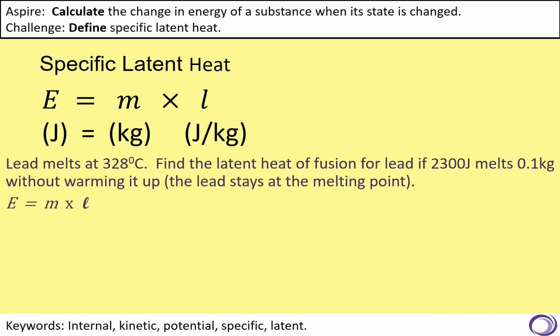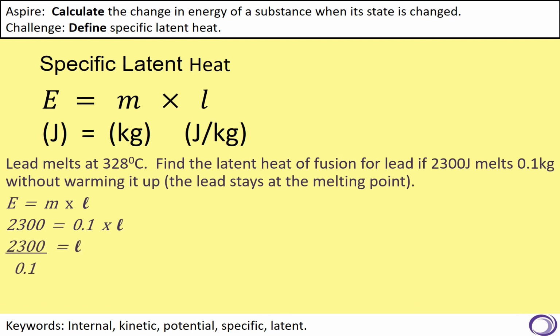Right, let's work through this then. So you always write down the equation you're going to use. Okay, and then we're going to substitute the numbers in. So I know that we've got the energy already, which is 2,300 joules. And then I've got the mass as well, which is 0.1. And then I'm trying to work out the specific latent heat.